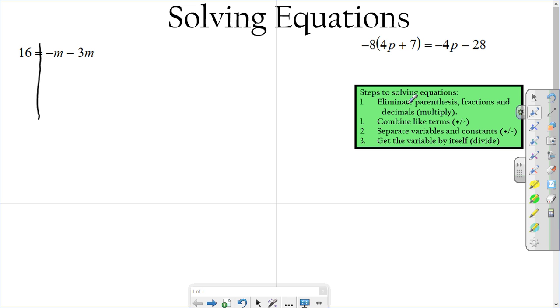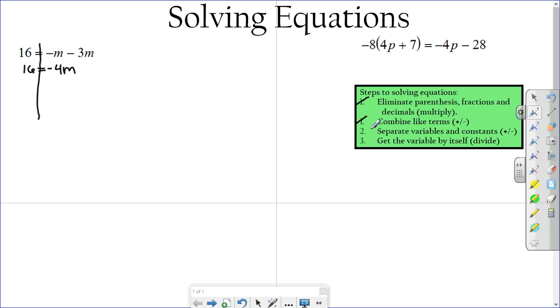Step number 1 is eliminate parentheses, fractions, or decimals. I don't see any of them, so I'm done with step number 1. Step number 2 is combine like terms. On the left, the 16 is by itself and cannot be combined, so leave it alone. On the right-hand side, negative m, that is negative 1m, minus 3m, the answer being negative 4m. And nothing else can be combined, so that stays the same, 16. I'm done with that.